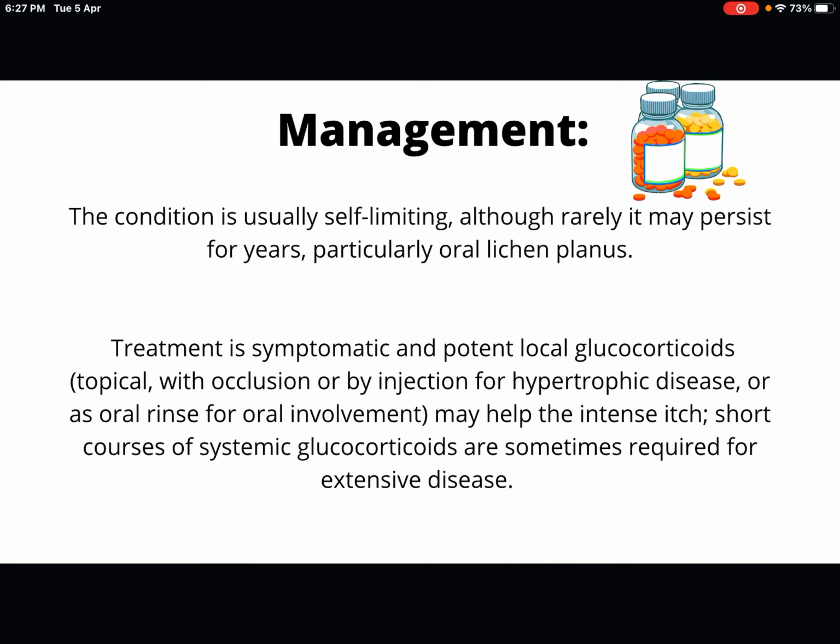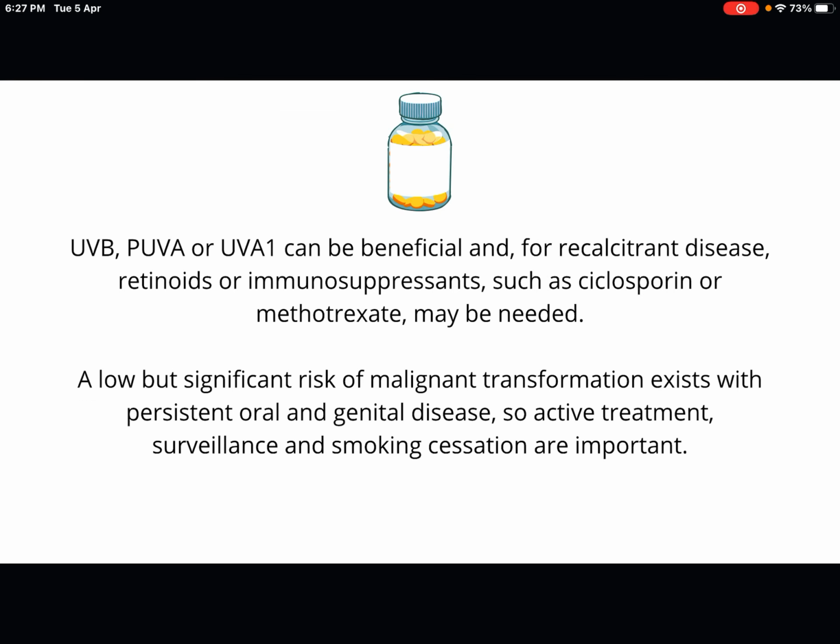A short course of systemic glucocorticoids is sometimes required for extensive disease. So symptomatic treatment we are giving for intense itching cases, we are giving the local glucocorticoids, and for the extensive, severe diseases we are giving the systemic glucocorticoids also. And ultraviolet B, PUVA or ultraviolet A1 can be beneficial, and for recalcitrant disease, retinoids or immunosuppressants such as cyclosporine, methotrexate may be needed. So for the condition which is not resolving with the glucocorticoids, we can go for UVB, PUVA, UVA1, and immunosuppressants like cyclosporine, methotrexate we can use.